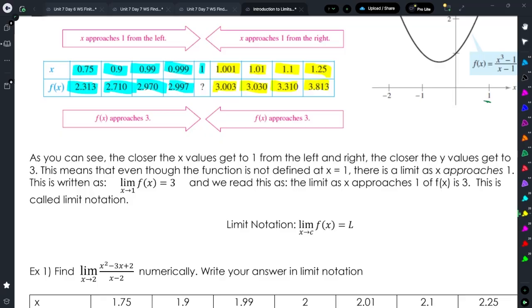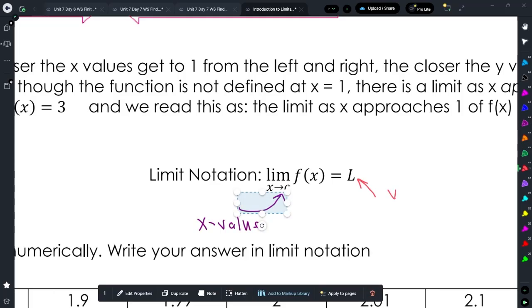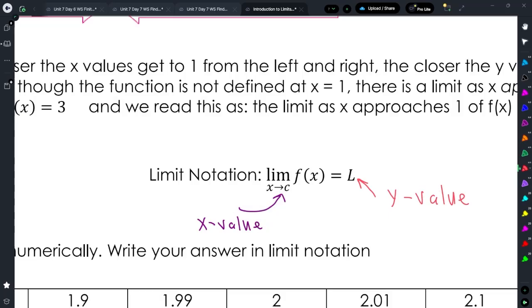And that is called limit notation. In limit notation, x approaches some value, that's the x value, and the limit is some number, which is a y value or y coordinate. So the limit does not depend on whether the function is defined. The limit depends on which y value you are getting closer and closer to.